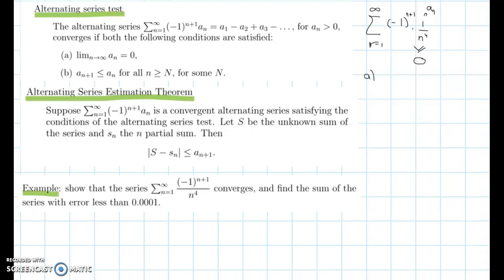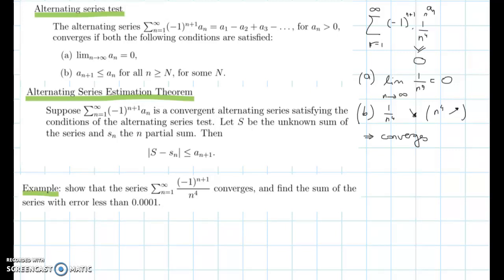To prove that it converges, we are going to show first that the limit of the a_n terms, 1 over n to the power of 4, as n approaches infinity is 0. Yes, that's true. And then the other condition we need to verify is that the terms of the a_n sequence are decreasing, and that's also true because we know that n to the power 4 is increasing. So we verify conditions A and B from the alternating series test, so the given series converges.